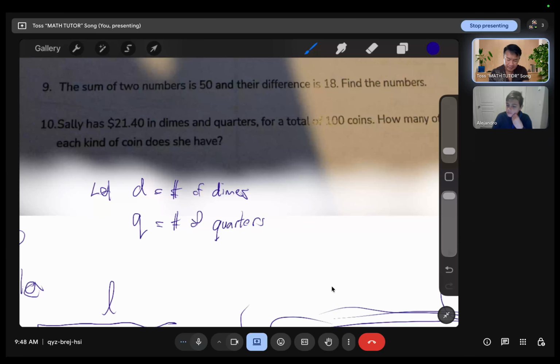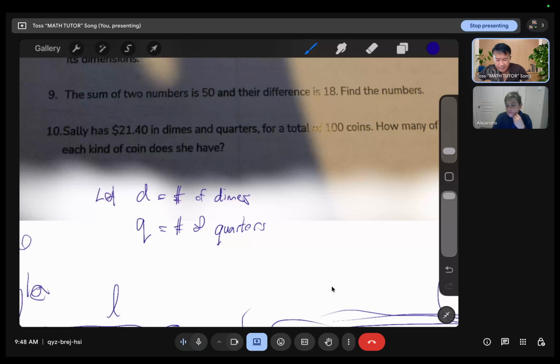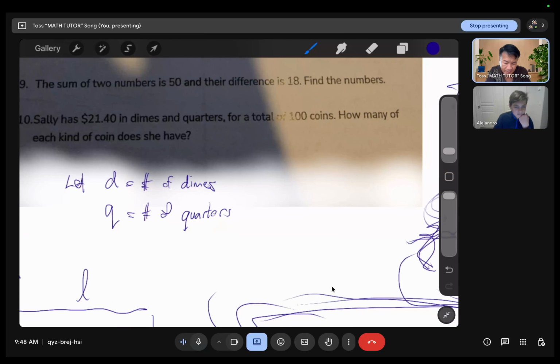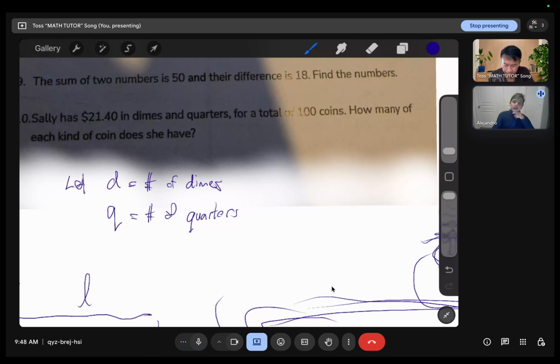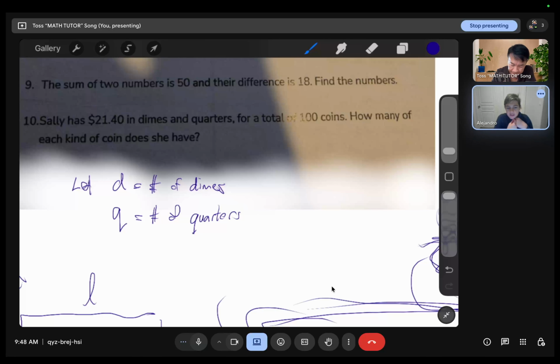All right, let's set up the equations. Sally has $21.40 in dimes and quarters. The total is 100 coins. It's not that bad. Tell me, how would you do it? So it would be 10D plus 25Q equals 21.40?